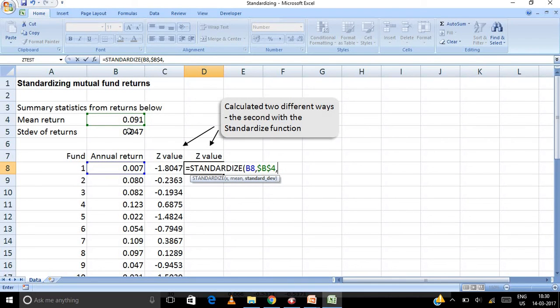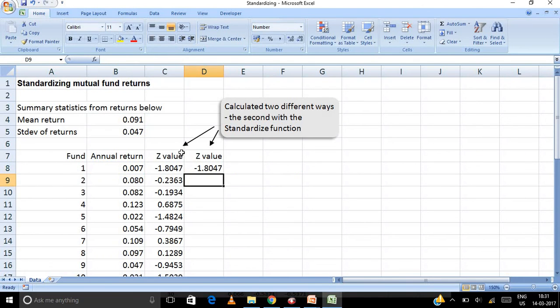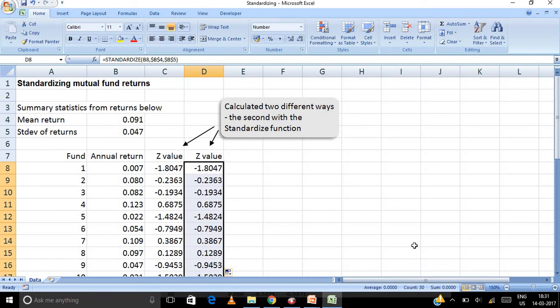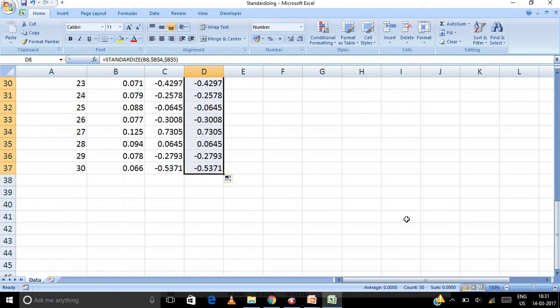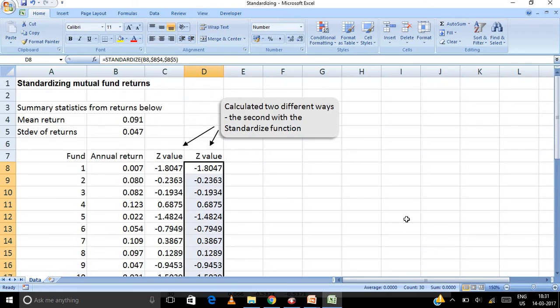I take my standard deviation. I again put my $. I close the bracket, hit enter. Boom. See, I get the same values. Now I double click. You can see I have compiled the same list throughout. So this is the beauty of Excel.